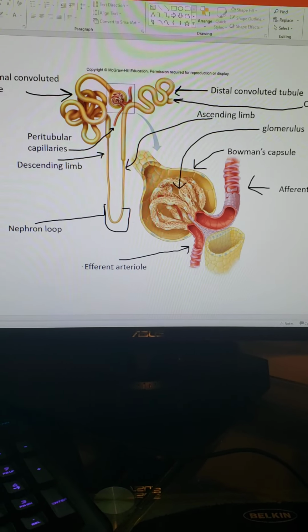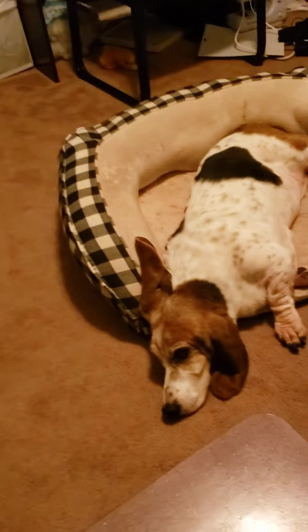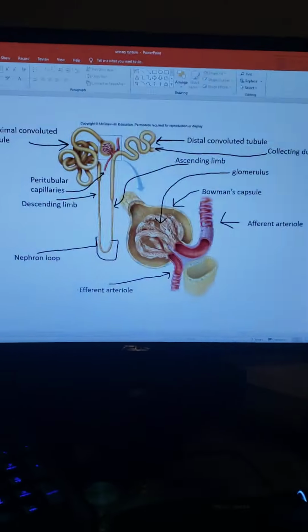The renal system. I do want to apologize. I'm going to move my camera here. If you hear groaning, somebody wanted to help me. So I do apologize for that. She would not leave me alone if I didn't do this.